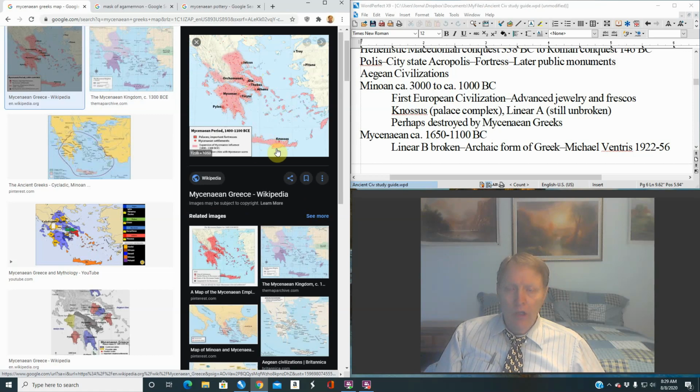Now, when you include Knossos on this, obviously the Mycenaeans did move in here. Did they cause the collapse of the Minoans? I think that's likely. But they actually did occupy the area after the Minoans were no longer in control. That's the nature of the map. This is much like modern Greece, is it not? Mycenae, perhaps the most important city, was right here.